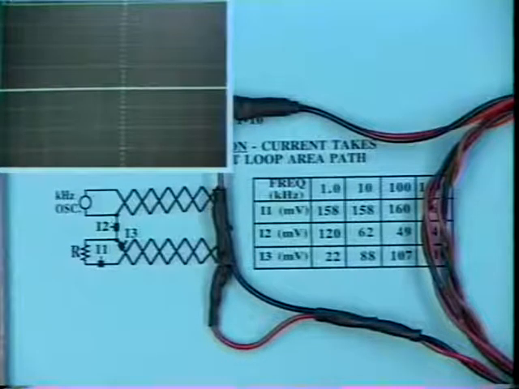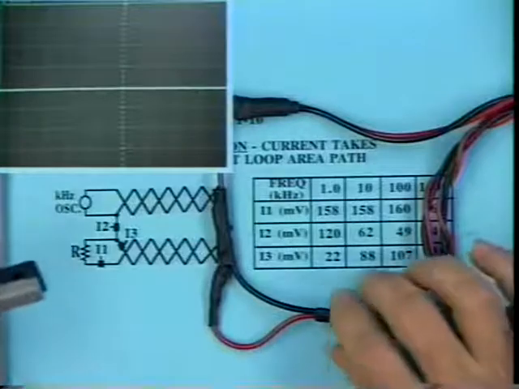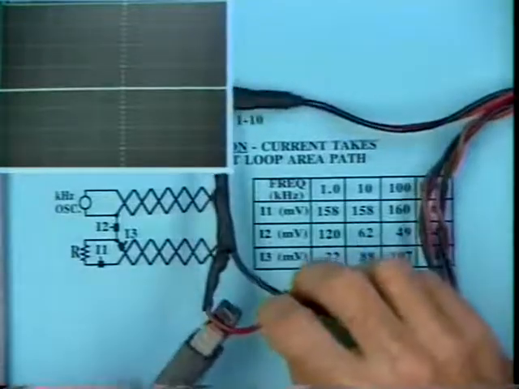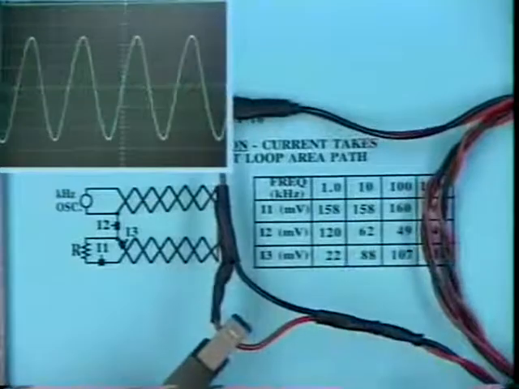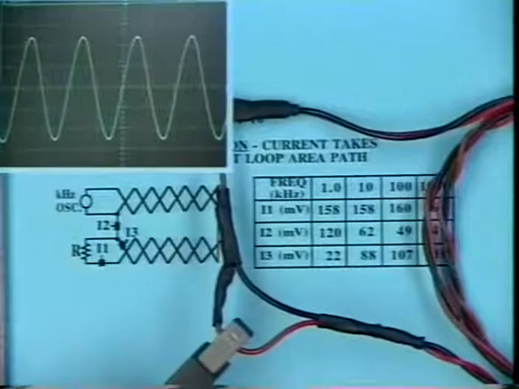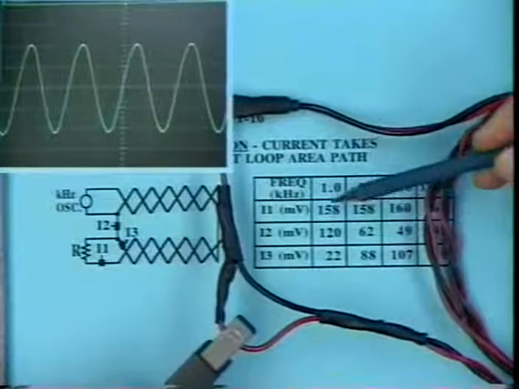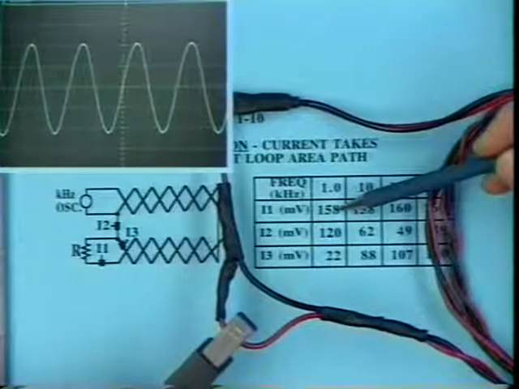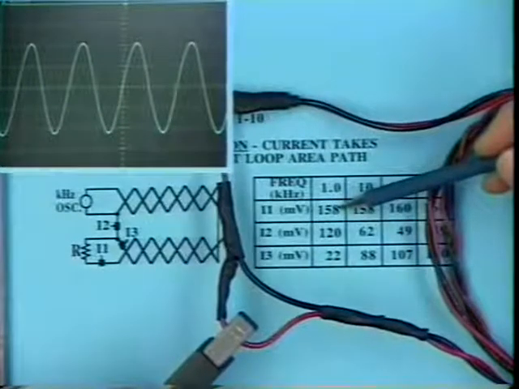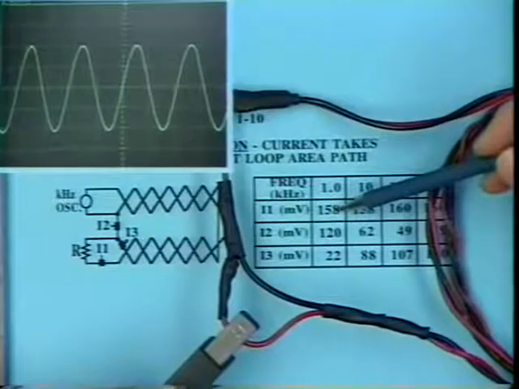We'll start out, as we said, at 1 kilohertz. Let's look at the current to the resistor. That's the amount of current to the resistor. When I read this previously, that was 158 millivolts. I won't check it this time. We'll assume it's about the same this time. That's the total current.